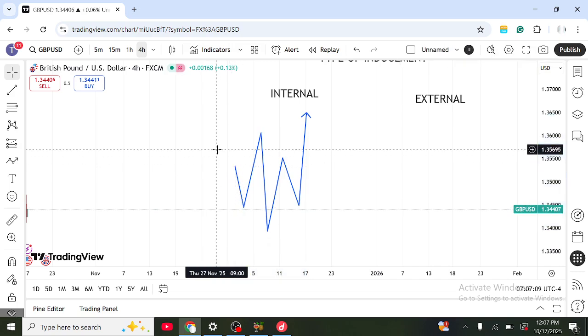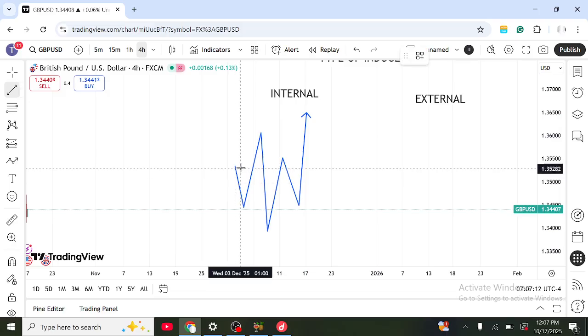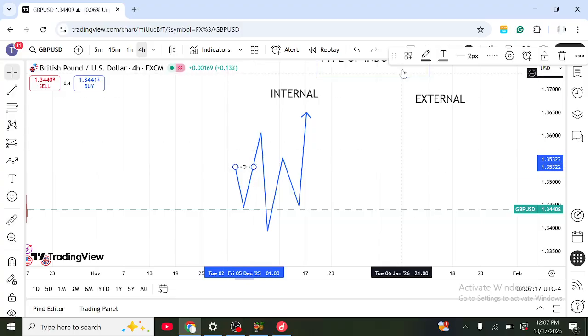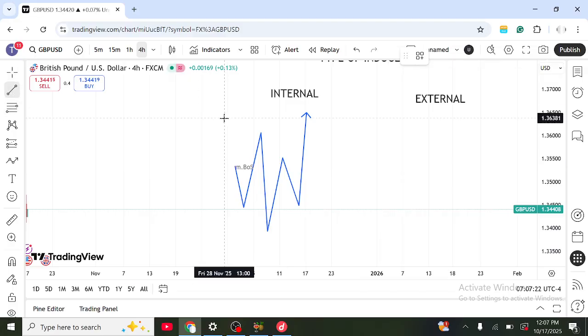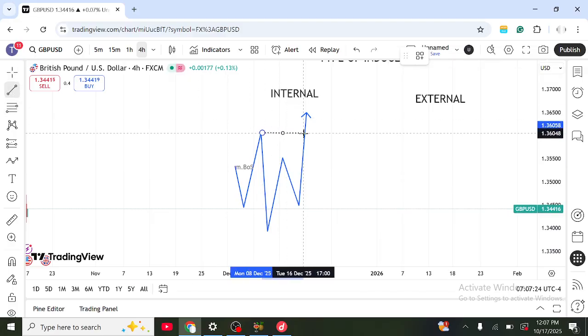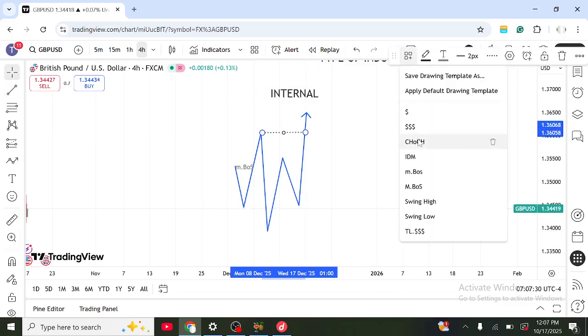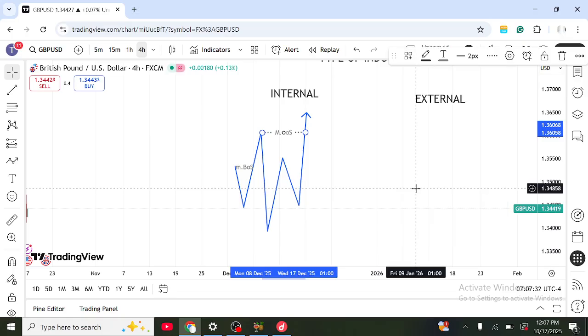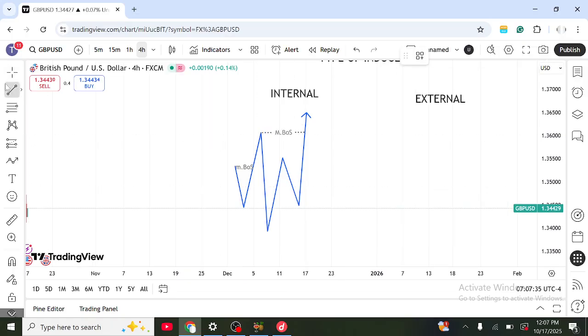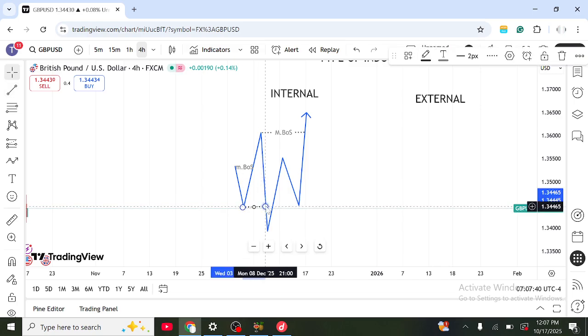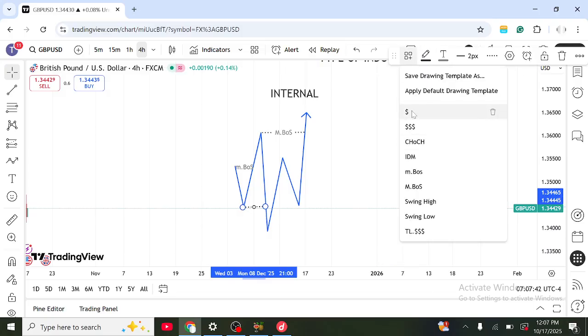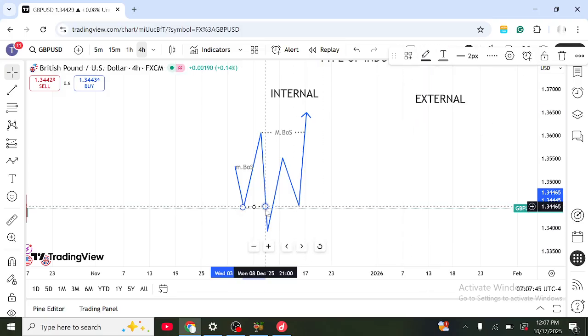So let's quickly label this. If you have seen the last video, you will know that this is our minor break of structure. I explained all of these things in the previous video, which is liquidity. All right, types of liquidity. So if you have not seen the video, go and see it. And then this is the liquidity grab. Okay, that's liquidity grab.